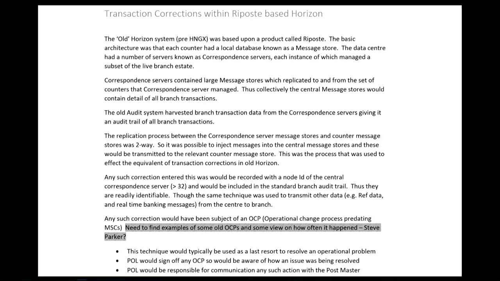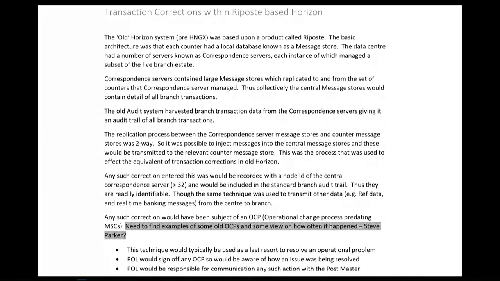Steve Parker. Now, presumably you won't have seen this document other than for preparing for today. That is correct, yeah. Can you remember the context why in August 2016 you would have been asked for examples of OCPs, old ones, and a view on how often the process described there happened? I have to suspect in my mind that this was all to do with legal stroke litigation issues, but I don't remember the exact context of this document.